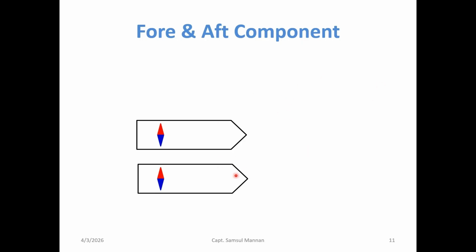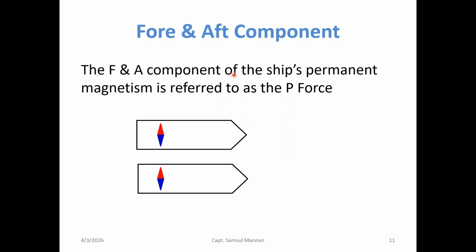So here we have two ships, and we know that the fore-and-aft component of the ship's paramagnetism is referred to as P force. Now, if during construction the ship has a blue pole at the forward, then what will happen? That blue pole will attract the compass needle, and the compass needle will feel an attraction towards the bow and be slightly deviated towards the bow. Those types of ship we call plus P ship.